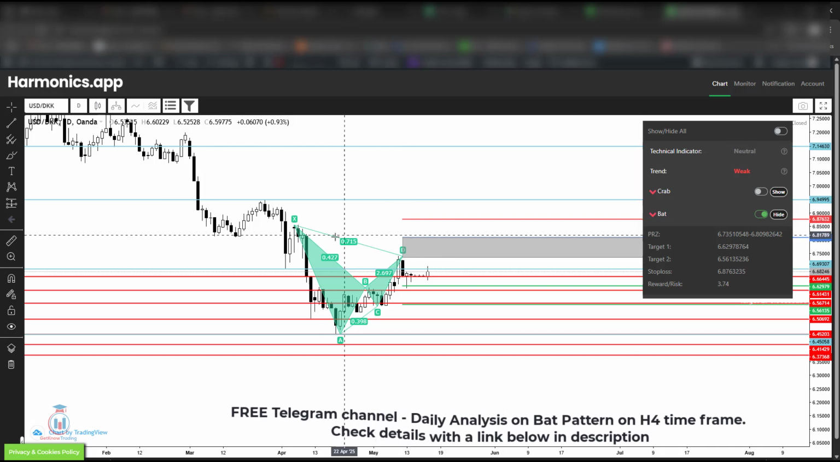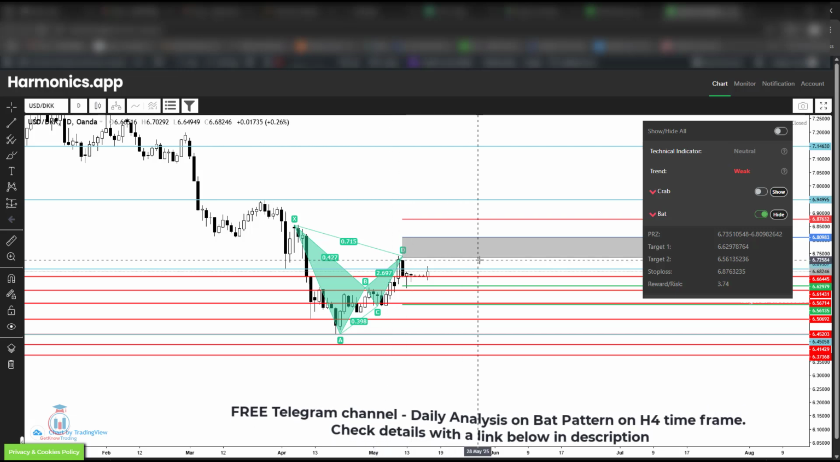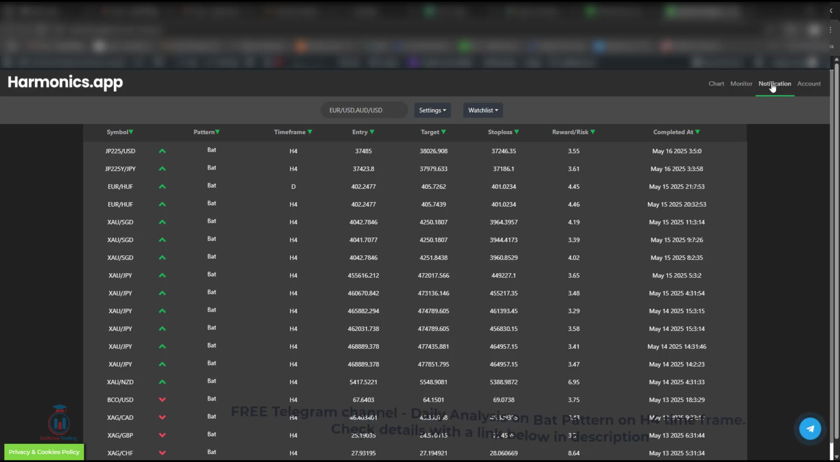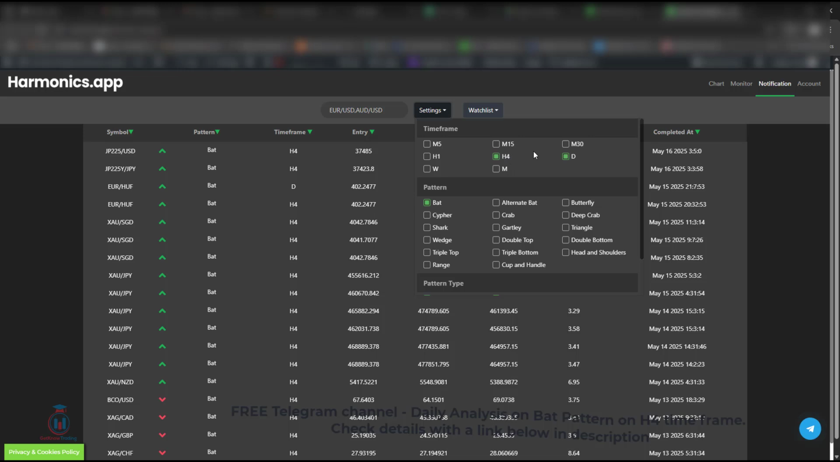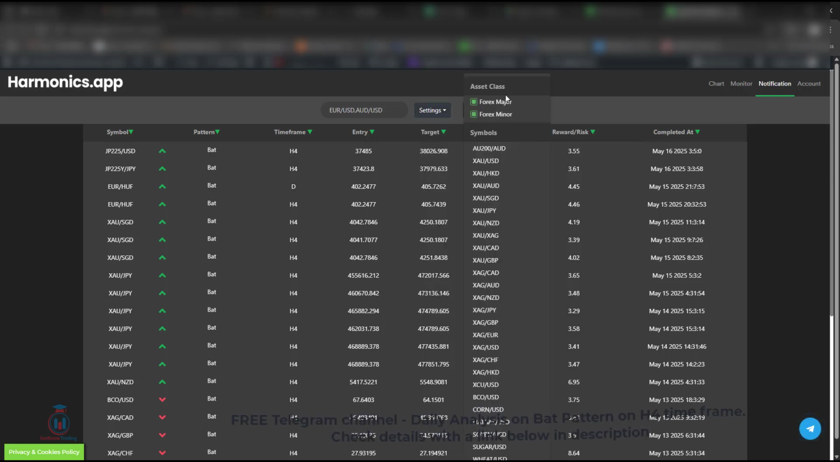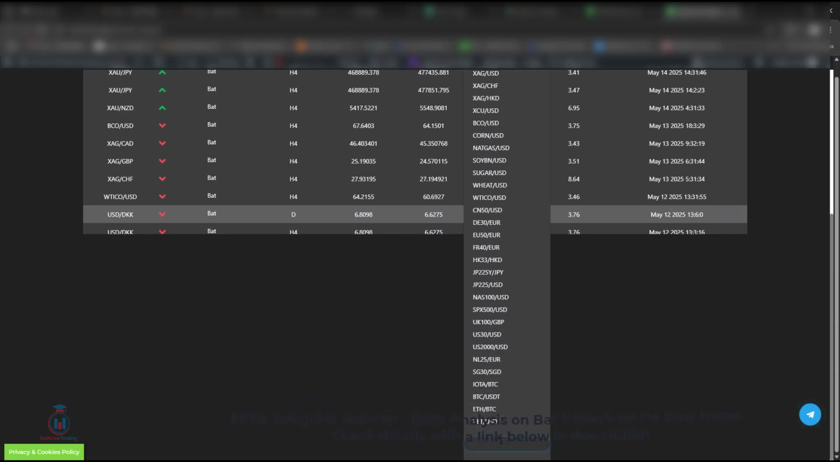Now, when the pattern is formed, you also receive a notification on your Telegram if you have activated that. That means the notification here. In this window you define with these filters which time frame you would like to track and which pattern you would like to receive notifications for, and after that you can also add more symbols if you would like. You can select Forex major and minor, but you can add more symbols by typing in this field which symbol you would like.